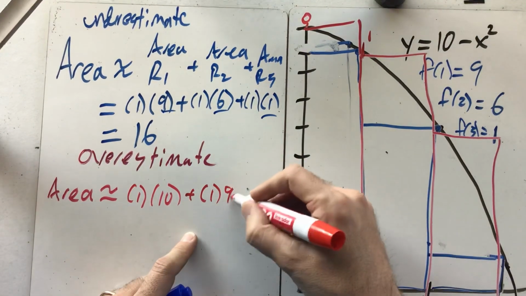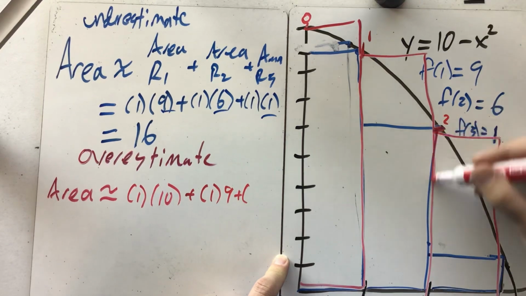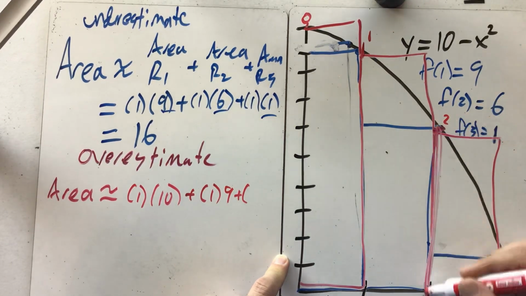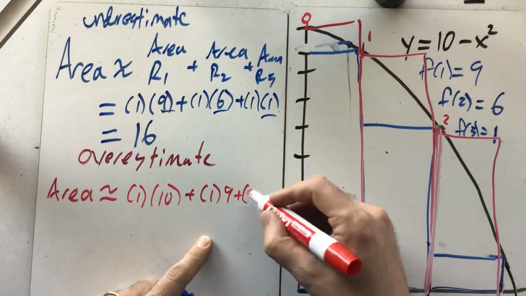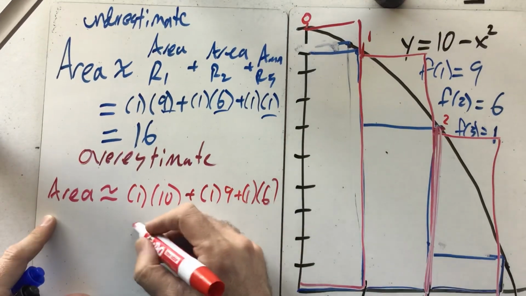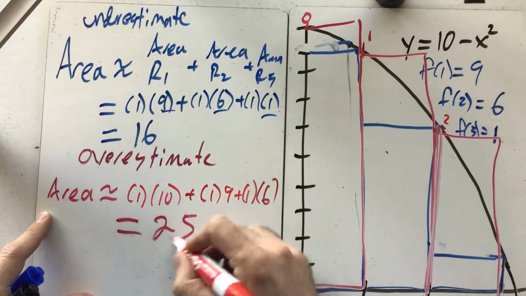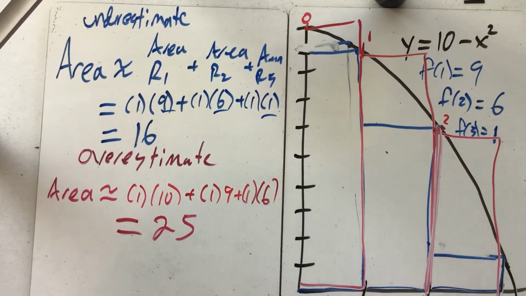So 1 times 9. And then finally, I'll put 2 in my equation because that's my height of my rectangle. My rectangle is what I get when I put 2 in my equation. And so I get 1 times 6. And now I put those together, and it looks like I get 25 for my estimate. So I don't know what the area is exactly, but I've got two estimates. I know it's bigger than 16 and less than 25.